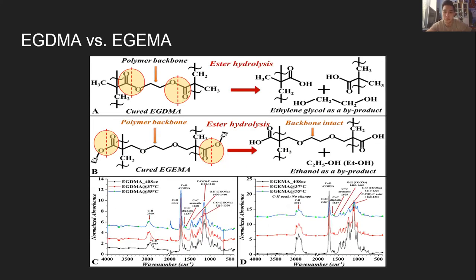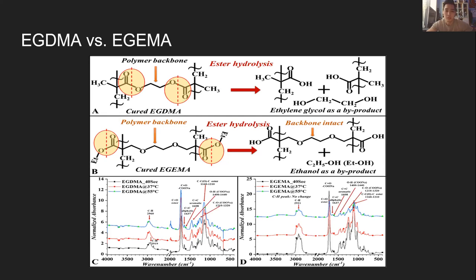Next slide, please. Basically what we did here was show that by flipping the esters externally, we were able to retain the strength of the EG-DMA, but also improve upon the longevity of its ability to stay bonded to the tooth. So it's a stronger component, and we were also able to get rid of the ethylene glycol as a byproduct. We're basically killing two birds with one stone.